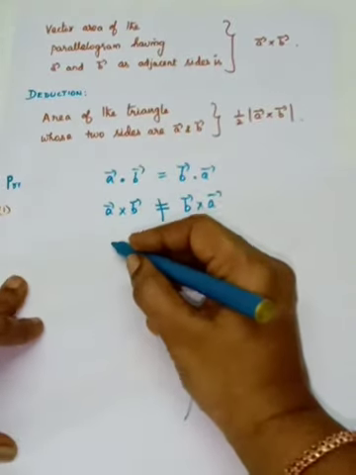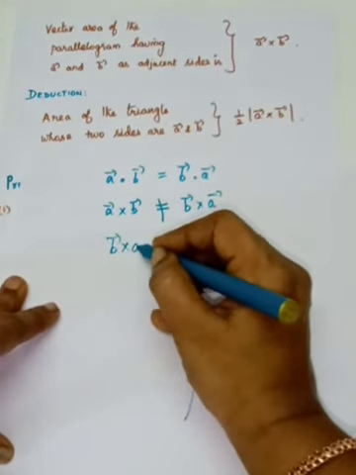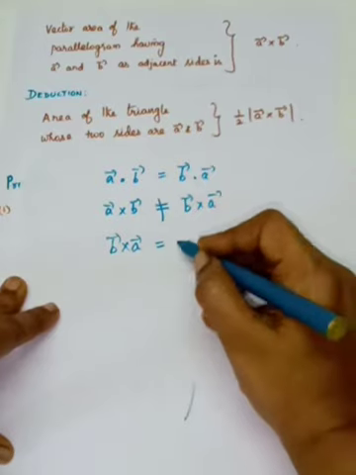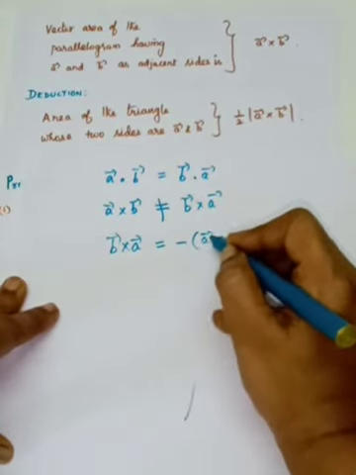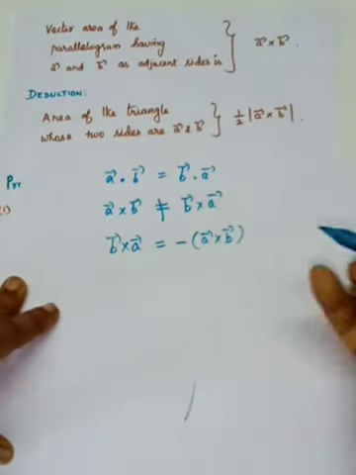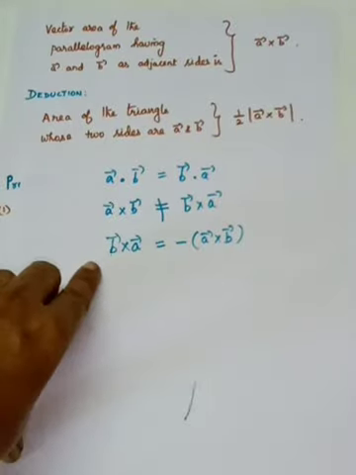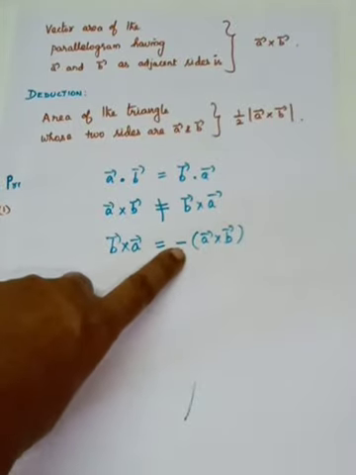Suppose you want to interchange: B vector cross A vector can be written as minus of A vector cross B vector. If you want to interchange, A vector should come in front, which means you have to use minus.